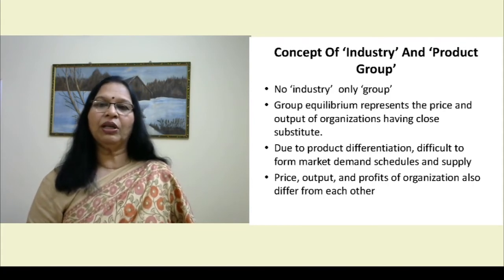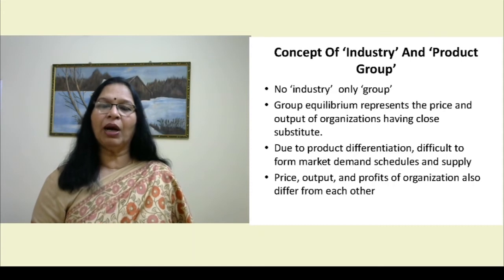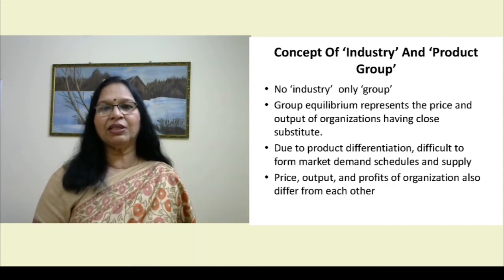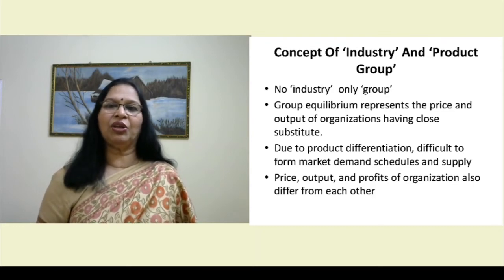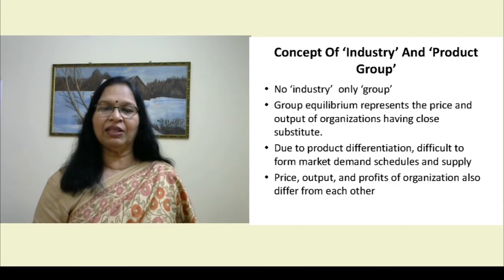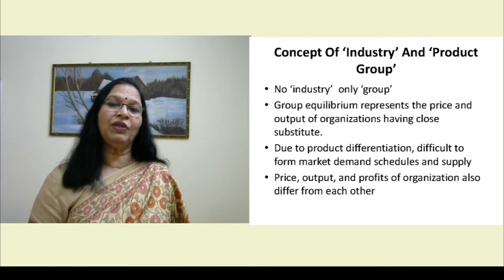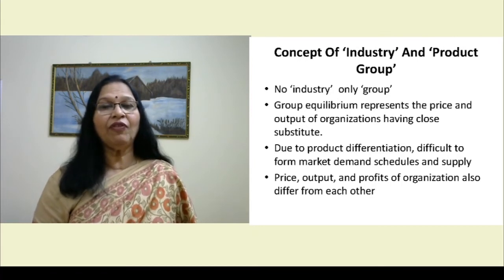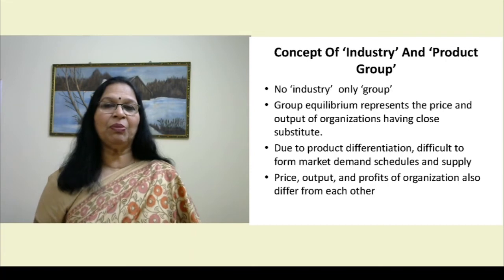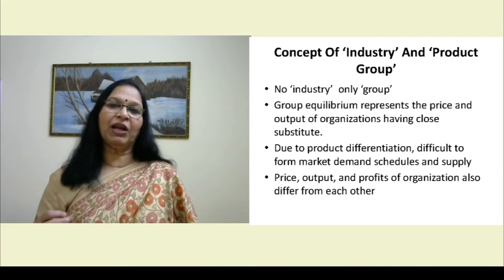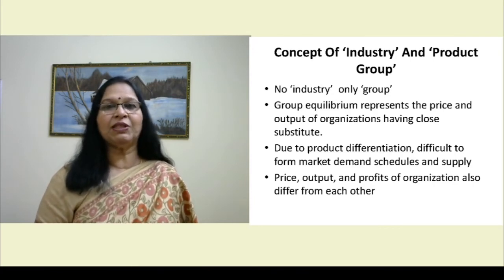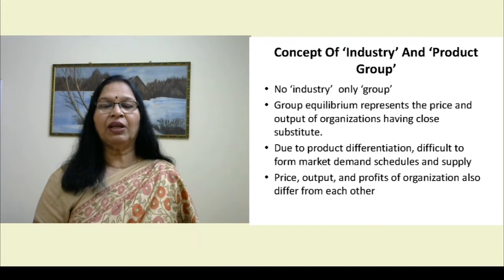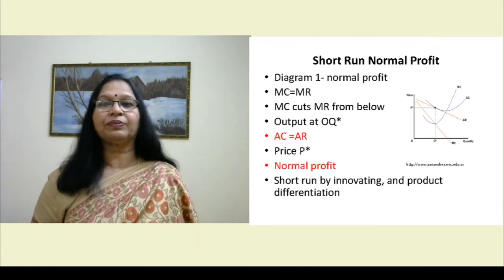And due to product differentiation, it is very difficult to form a market demand schedule, and each price is different from the other. So unlike the perfect market, it is very difficult to draw a market schedule, and just as much, the supply is difficult to establish. So we do not know how many of these firms are there in the market. Therefore, it's very difficult to tell that these many products are there in the market, this is the price at which it can be sold, and this is the quantity. These are not known. So it is a very firm specific activity, and each one differs from the other.